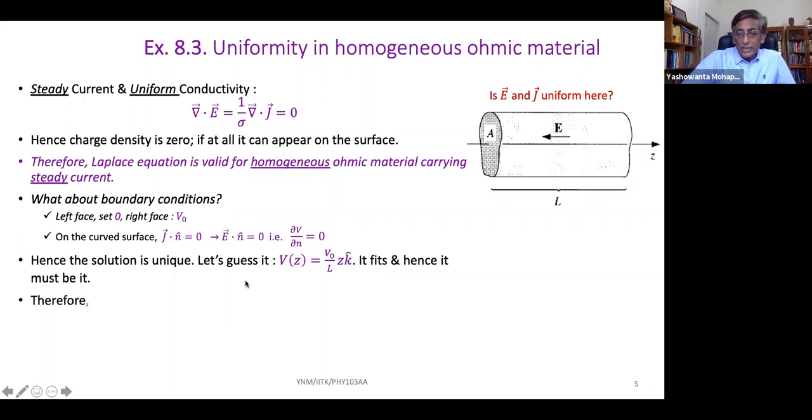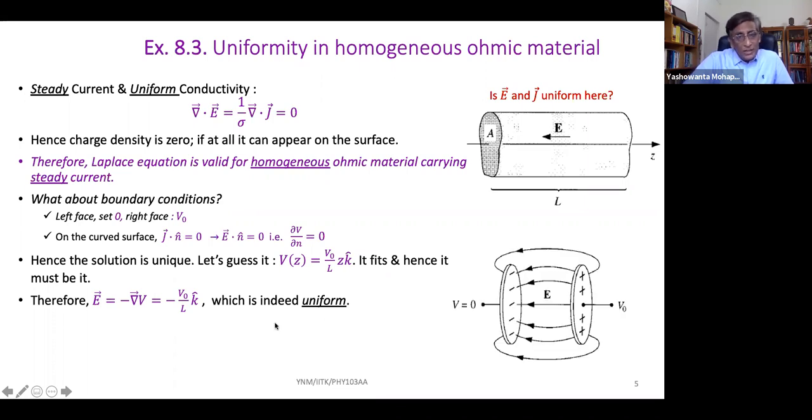So in that case, I can write down E as minus grad of V, and that is minus V naught by L along K, which is indeed uniform. So now I've proved that it is uniform. I've not assumed it. And the role of E becomes important in current conduction.